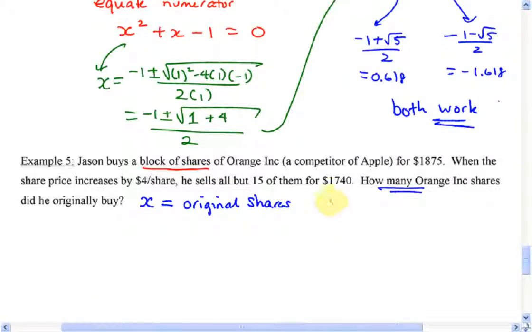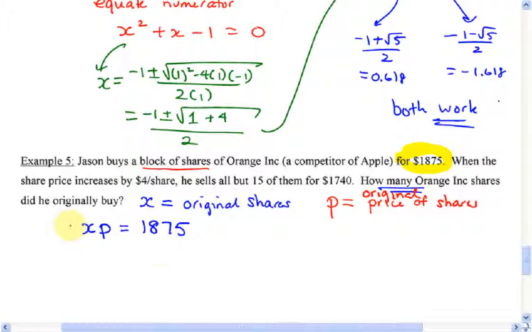Another variable. Let's call P the price of the share. And to be more specific, I'll say the original price of the shares, because the price changes. So tell me, how would I use these two variables and this piece of information here, 1,875? X times P equals XP, 1875. Good. There's your first equation.